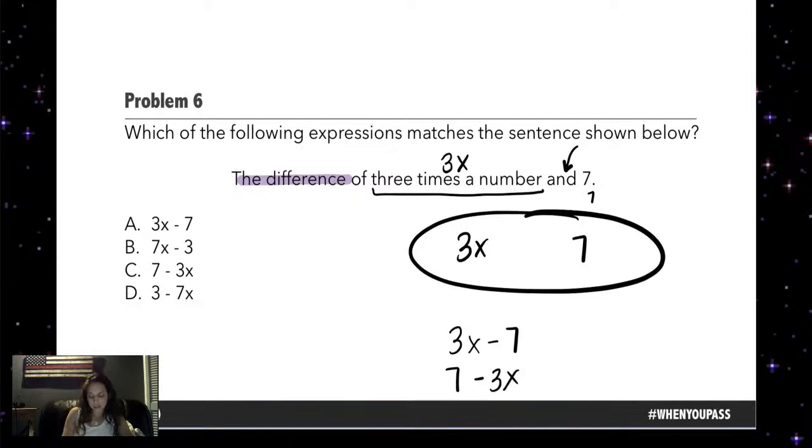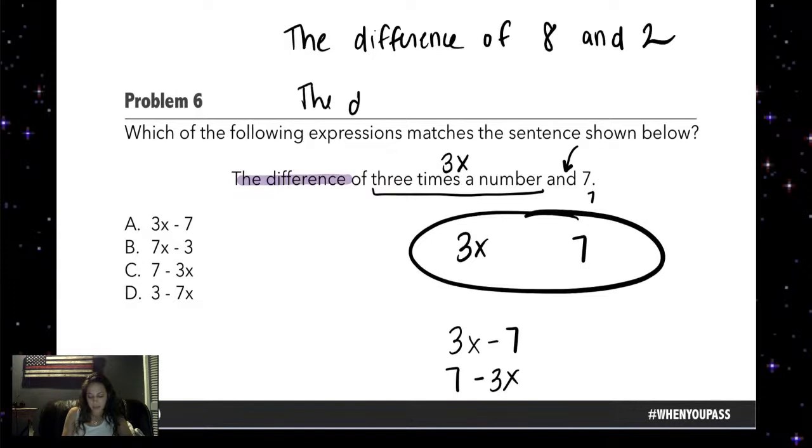Let's think of this. The difference of 8 and 2. And the difference of 2 and 8. The difference of 8 and 2 is 8 minus 2. The difference of 2 and 8 is 2 minus 8. So the answer to this problem is 3x minus 7.